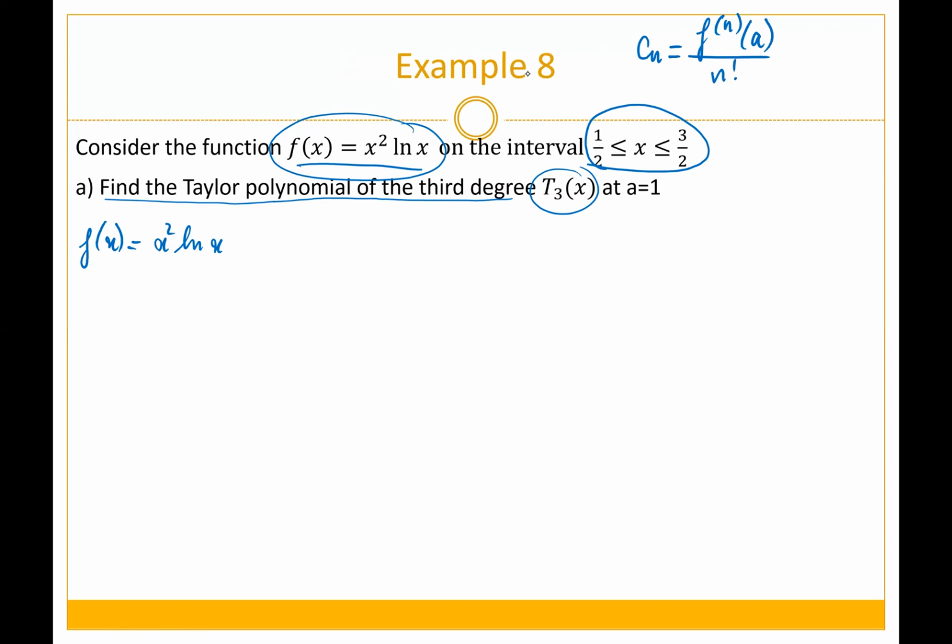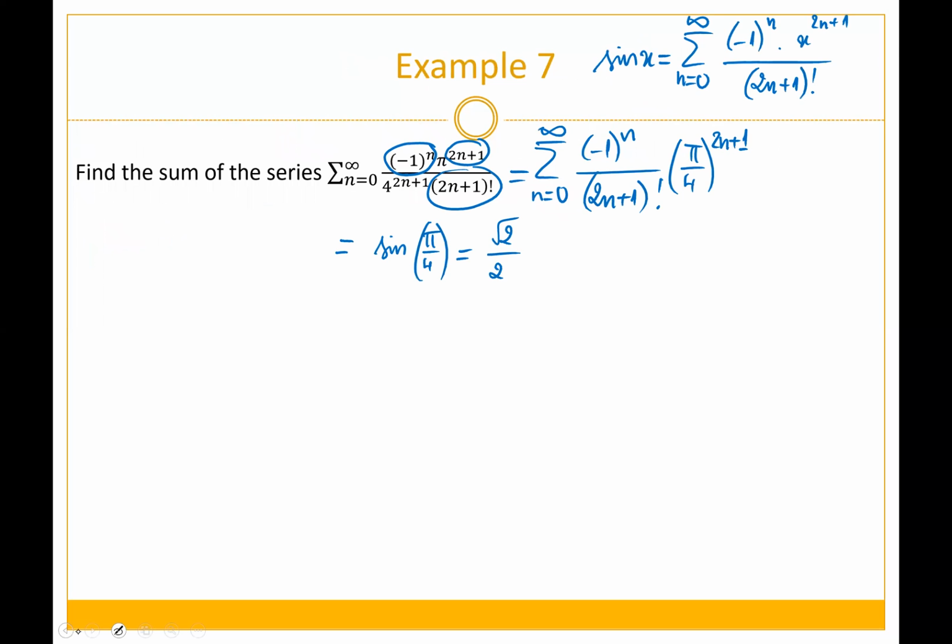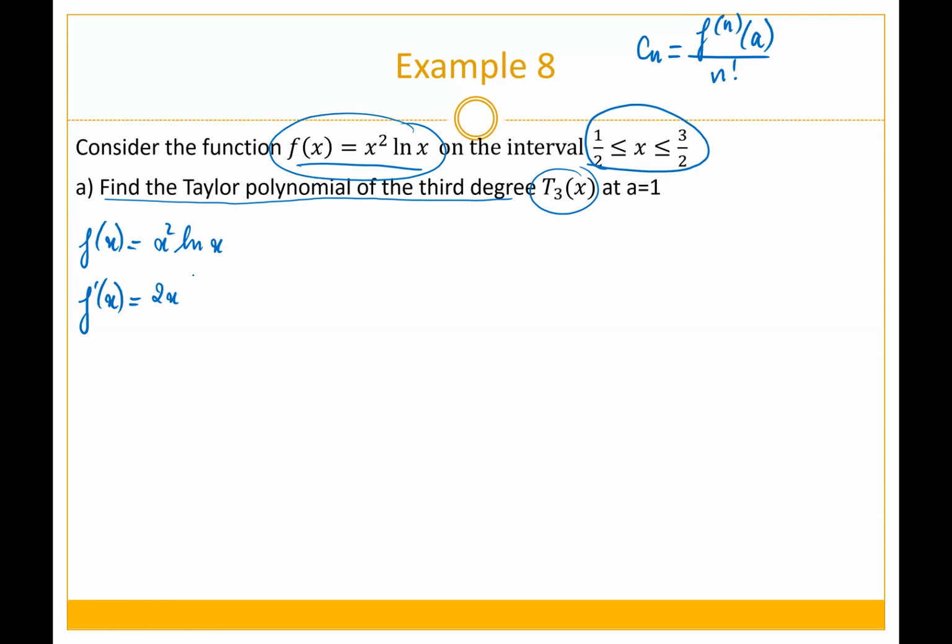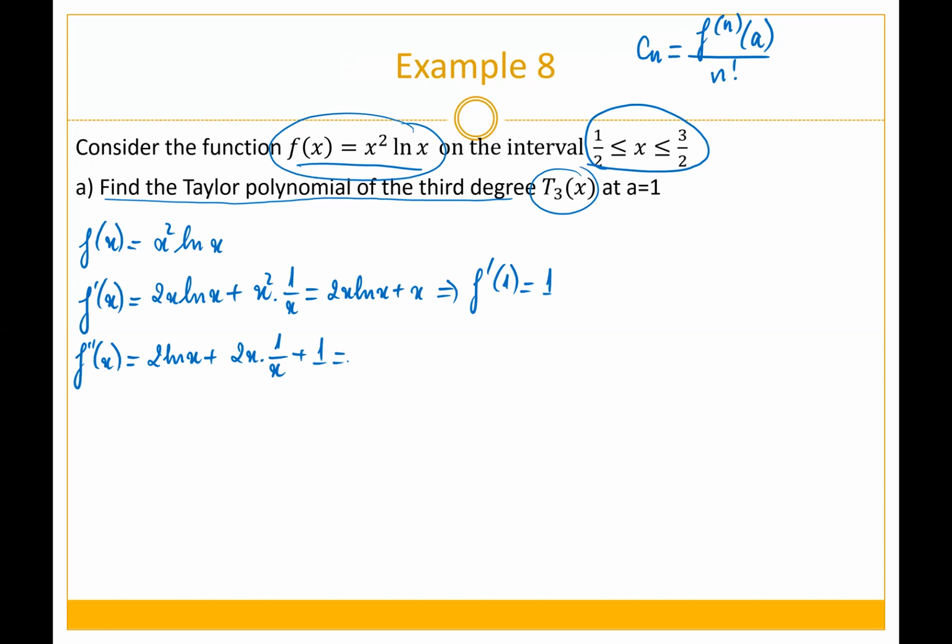So f prime of x, the first derivative, is going to be 2x ln of x plus x squared times 1 over x, which gives us 2x ln of x plus x. You also need f prime of 1 because you need the nth derivative at a. So it's 0 plus 1, which is 1. Then the second derivative is 2 ln of x plus 2x times 1 over x plus 1, which gives us 2 ln of x plus 3. And so f double prime of 1 is going to be 3.